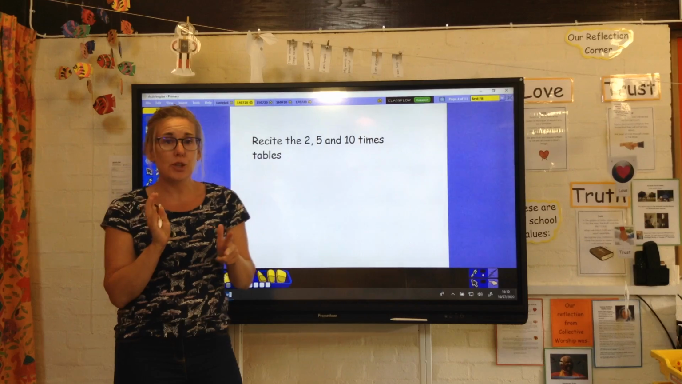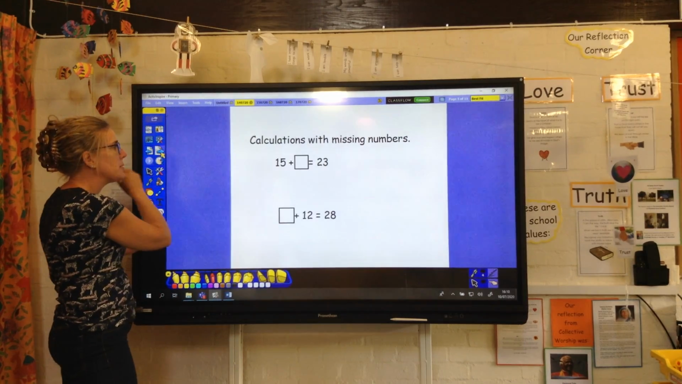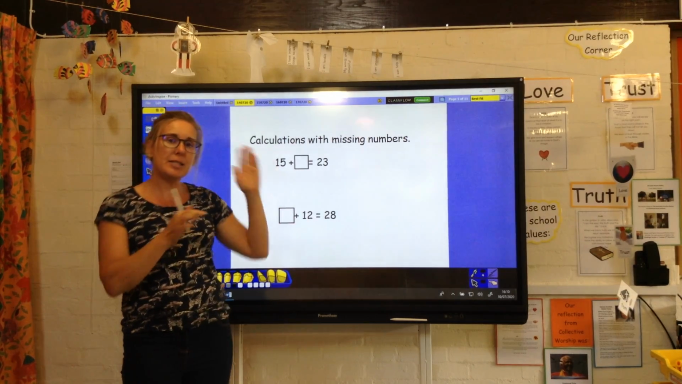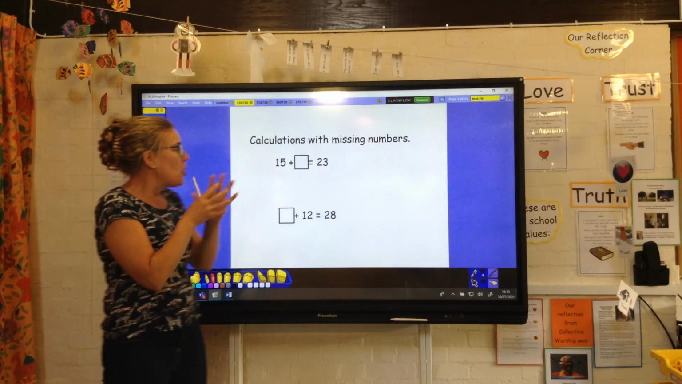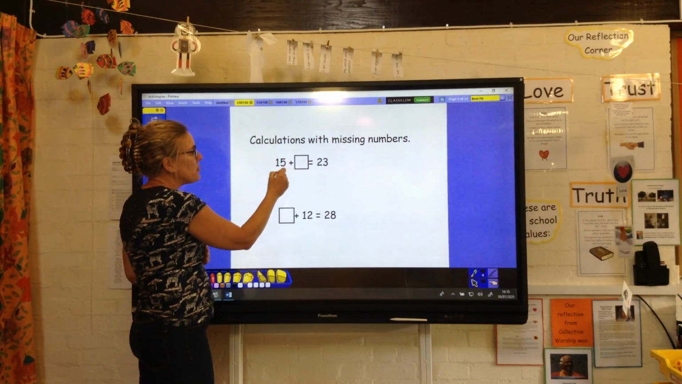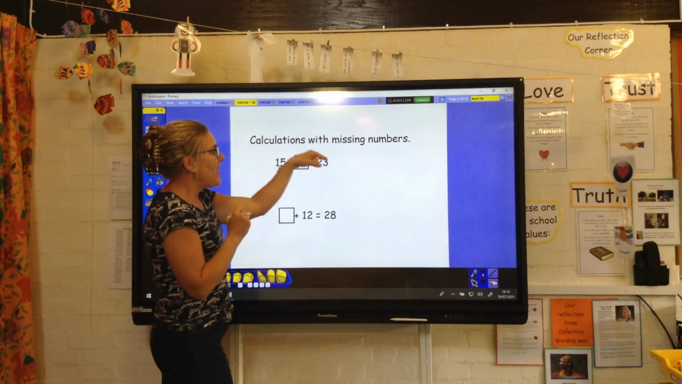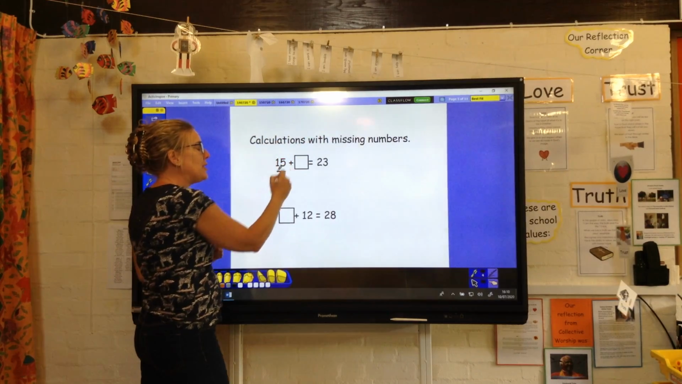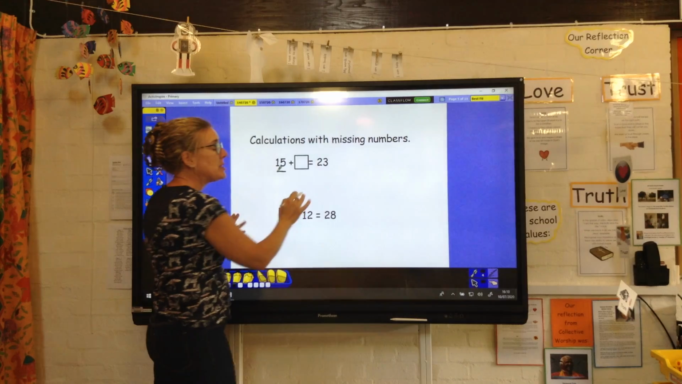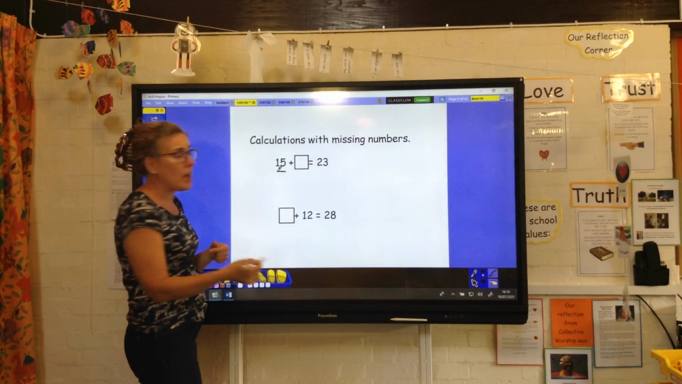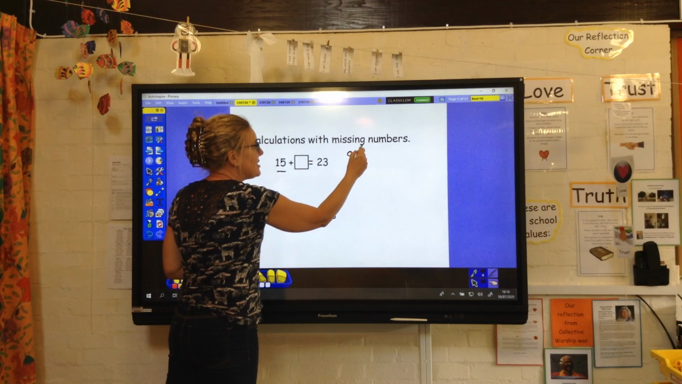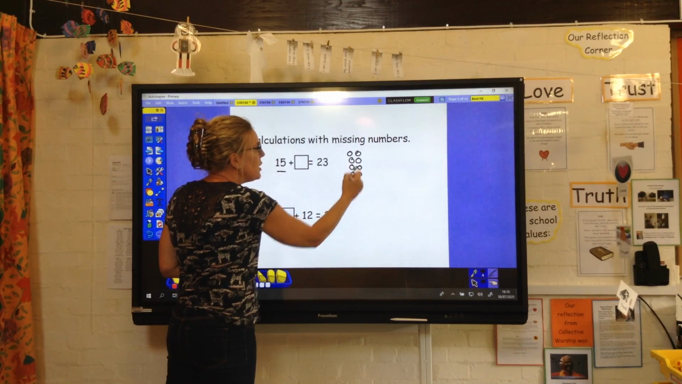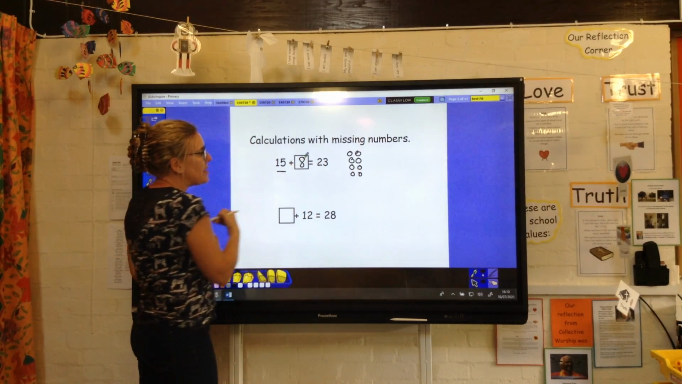Recite the 2s, 5s and 10s times tables, see how quick you're getting at those. Today I want to think about some calculations with missing numbers. Now there tends to be two ways of doing these. One way that you can work them out is to count up from one number until you get to the answer. So if you're on 15, you're working out what the difference is between 15 and 23 by adding up. And you might do that by counting up, so you've got 15, 16, 17, 18, 19, 20, 21, 22, 23. So you can see the answer there is 8.